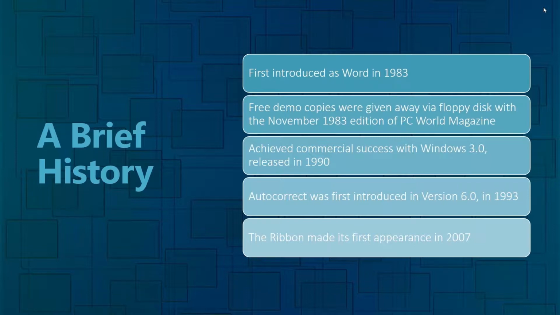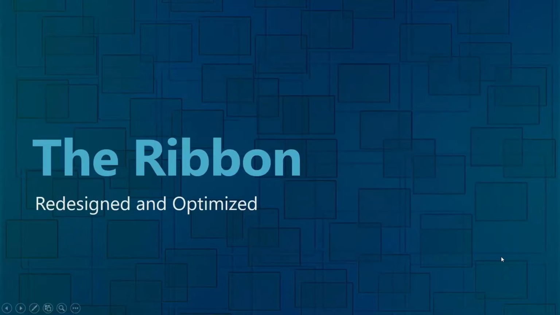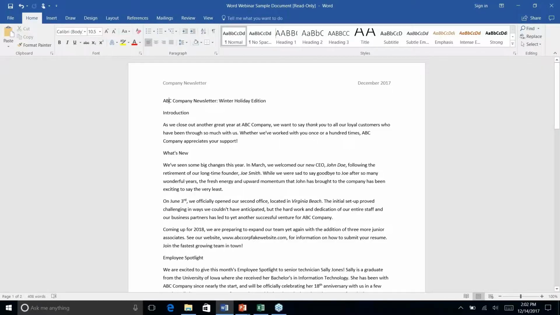And then the ribbon, that was sort of a stylistic revolution for Microsoft Word, first made its appearance in 2007. So we're going to go ahead and start the presentation there with the ribbon. When it was first announced, the ribbon was not super popular. People didn't like the change. They weren't used to the way that it's presented.